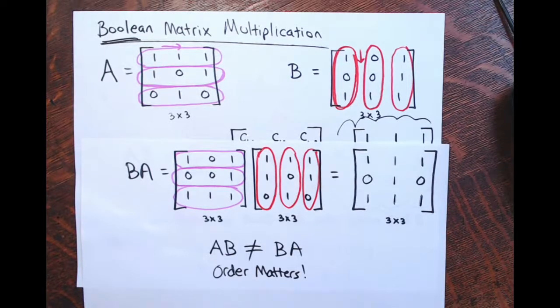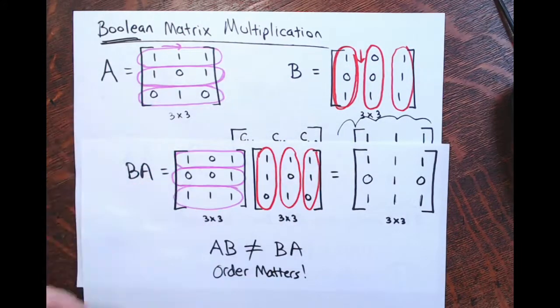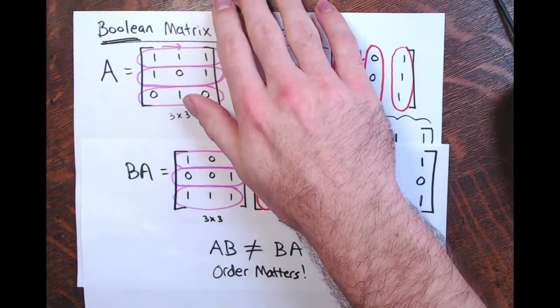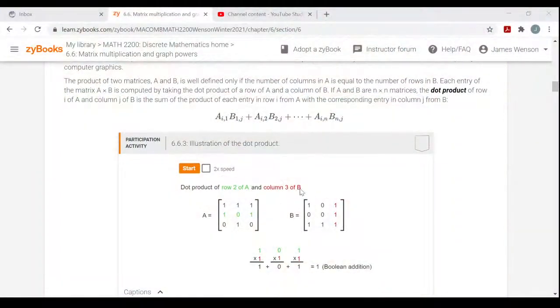Now, we're going to go even nicer than that. Instead of multiplying two different matrices, we're going to be multiplying the same matrix by itself over and over again, so the order won't matter. But in general, the order will matter. All right, so that's matrix multiplication. And again, we're doing Boolean arithmetic here. All right, so they go through the example here.